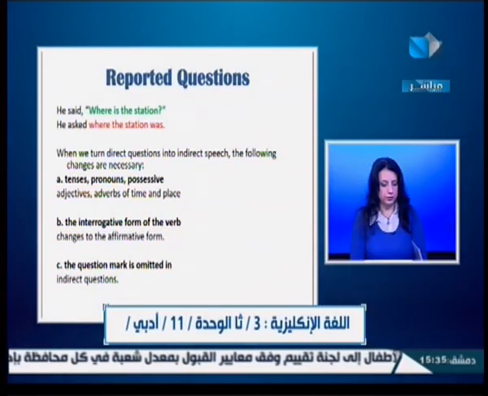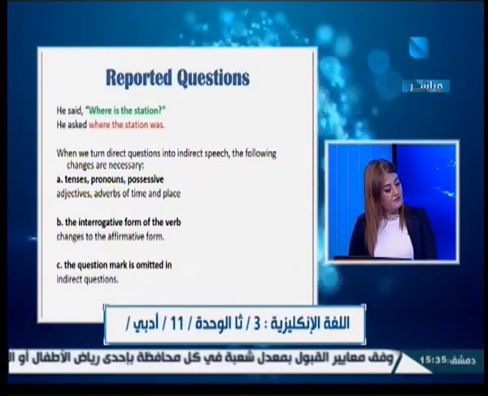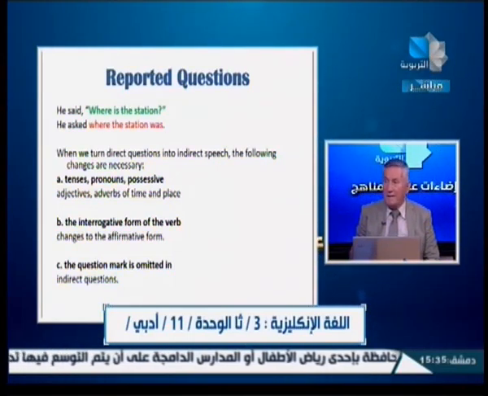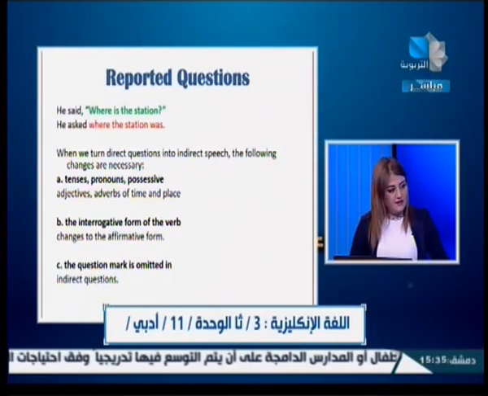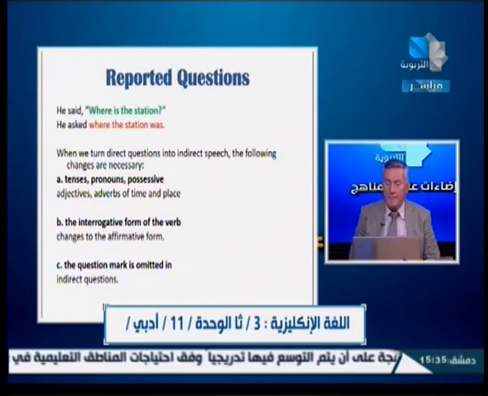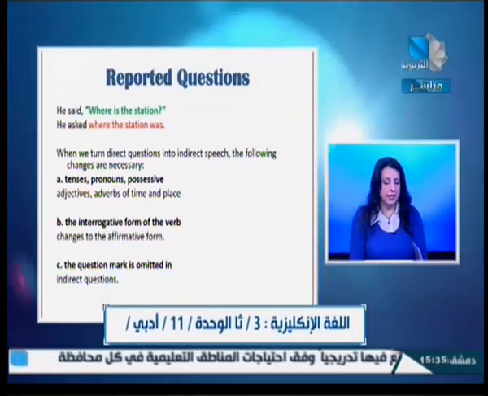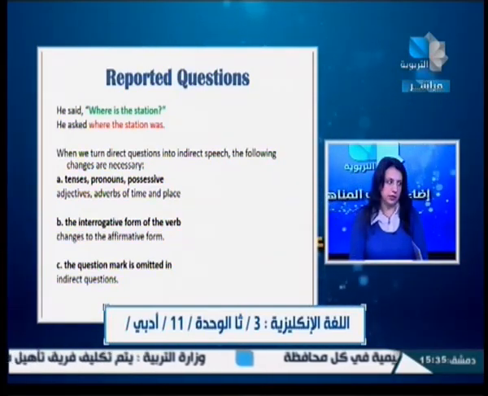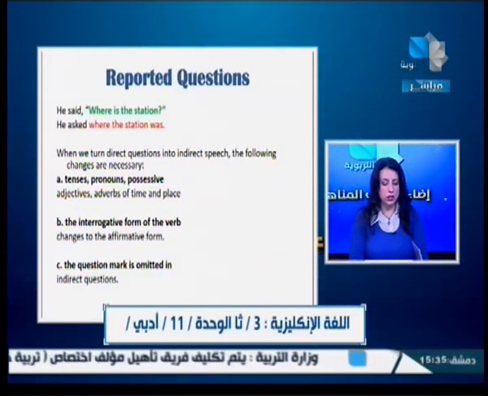We don't need do, does, and did, so they are dropped. The other auxiliaries move to be in front of the subject, like in the question. When we convert the sentence, we don't convert the subject with the auxiliary. For example, he said, where is the station? He asked, where stays the same. Now we start with the subject because it's not a question: where the station was.